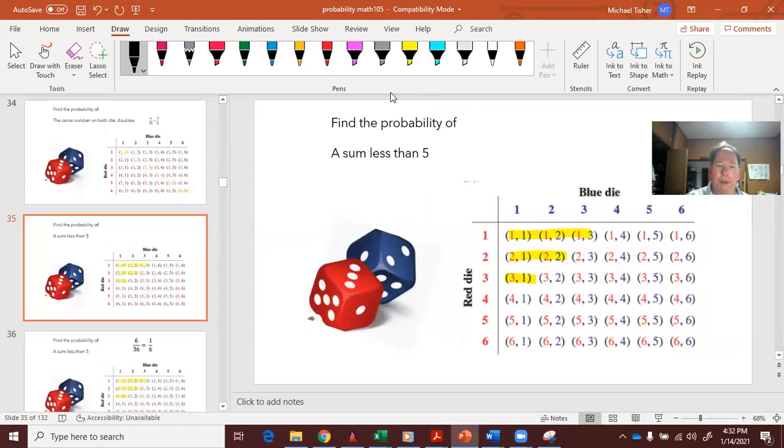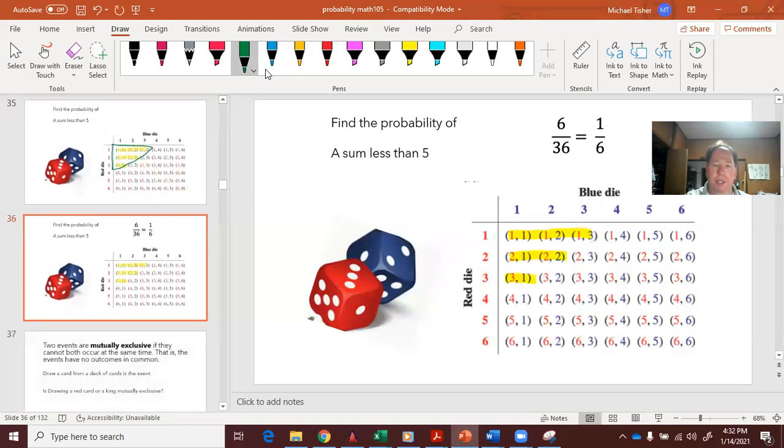And finally, find the probability of a sum less than 5. Well, I've already highlighted those possibilities where you get a sum of 5. And there are 6 possibilities. This is very beautiful, you know why? It's beautiful because we get this nice triangle here. And because it makes a nice triangle, 6 is called a triangular number. So 6 over 36, which is 1 over 6.